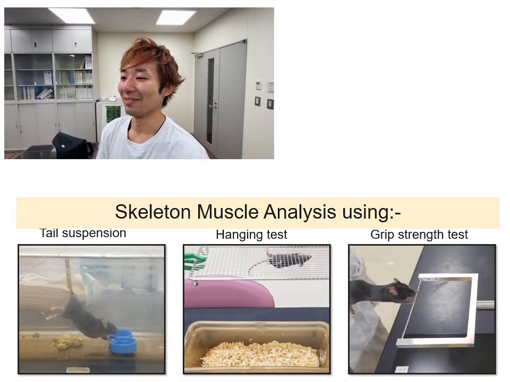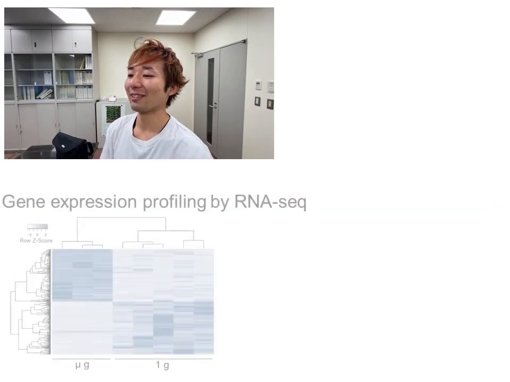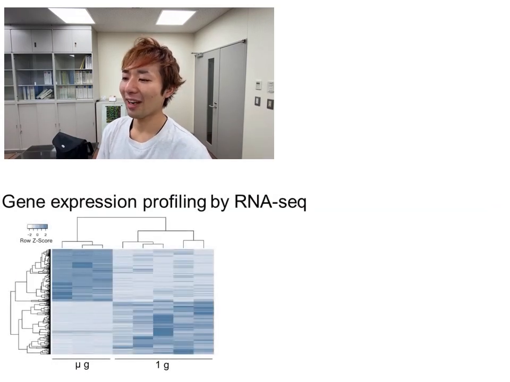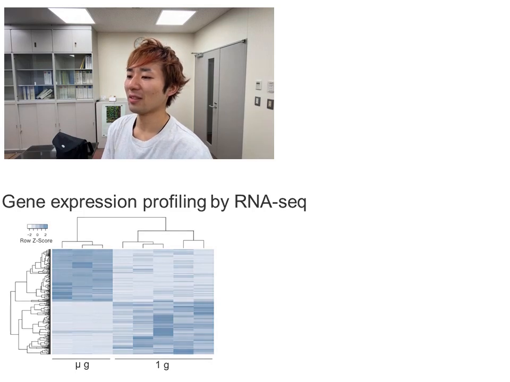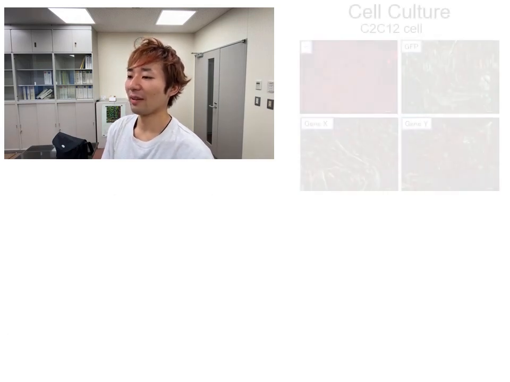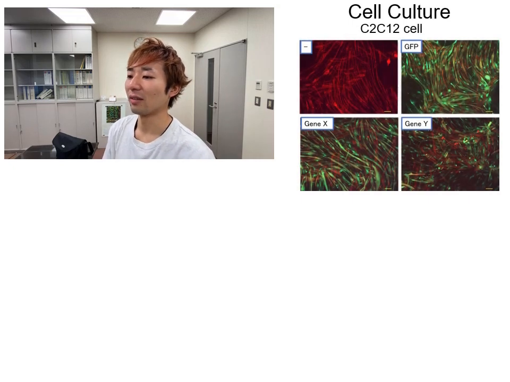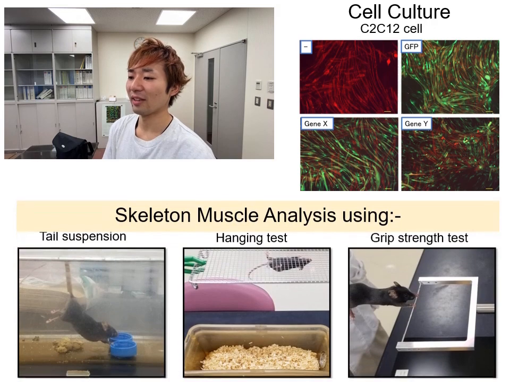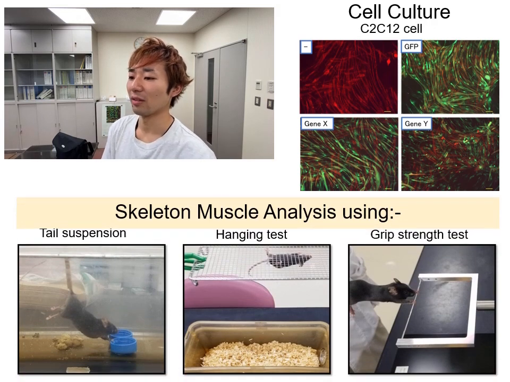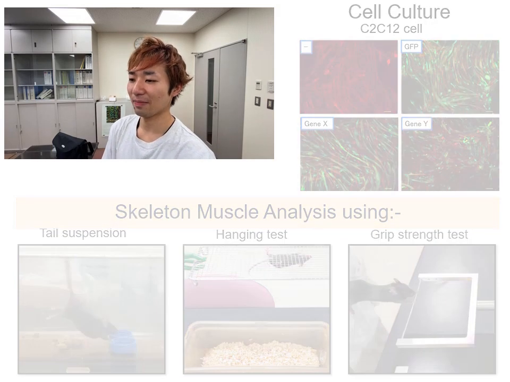We select genes with different expression between microgravity and 1G and identify muscle atrophy-related genes by various methods. The methods include in vitro analysis using cell lines derived from skeletal muscle and phenotypic analysis related to skeletal muscle function using genetically modified mice.